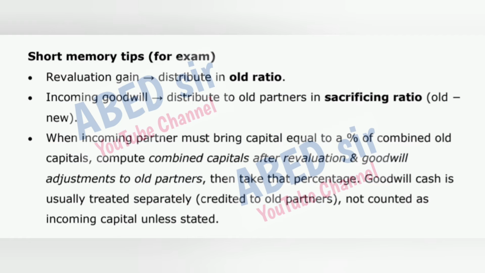Short memory tips for exam. Revaluation gain is distributed in the old ratio. Incoming goodwill is distributed to old partners in the sacrificing ratio, old minus new. When the incoming partner must bring capital equal to A% of combined old capitals, compute combined capitals after revaluation and goodwill adjustments to old partners, then take that percentage. Goodwill cash is usually treated separately, credited to old partners, not counted as incoming capital unless stated.